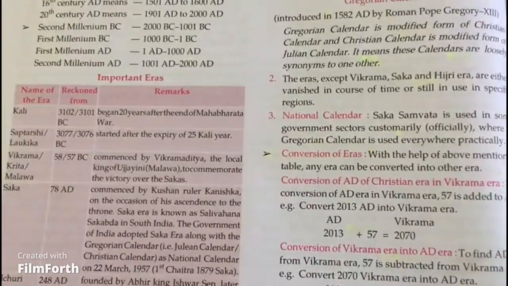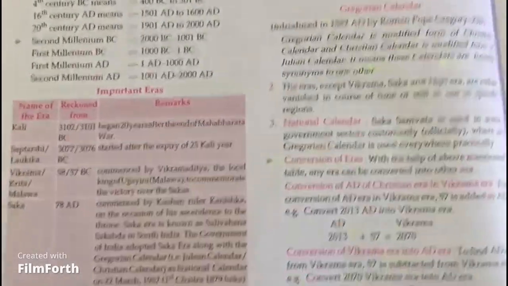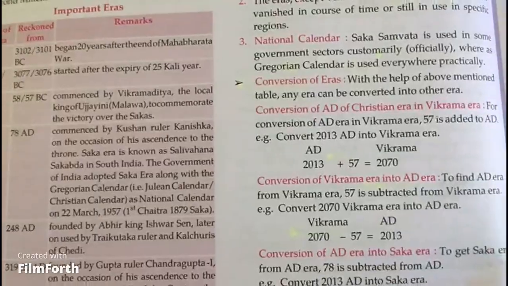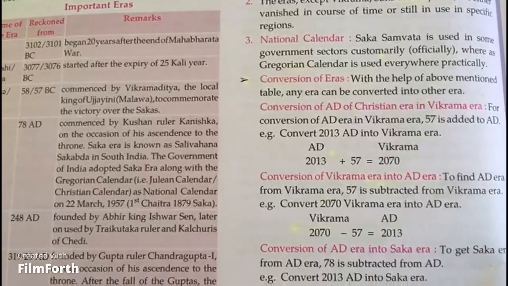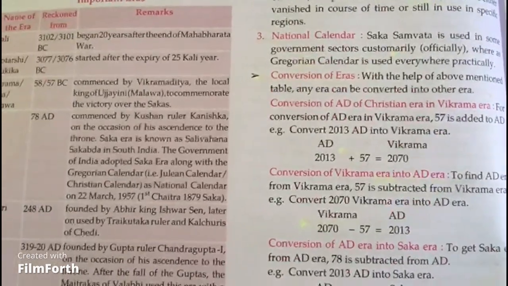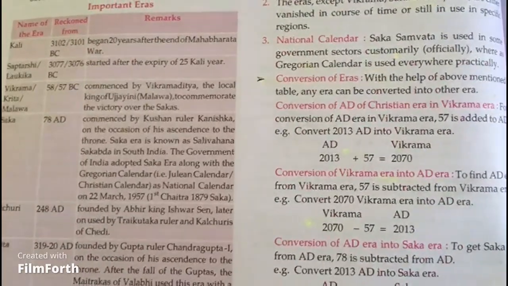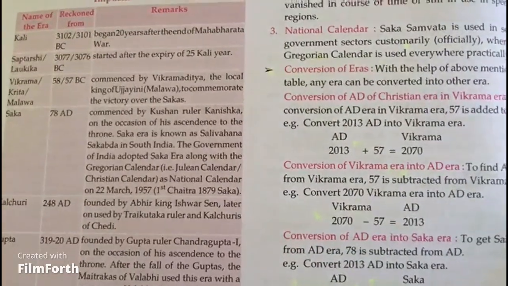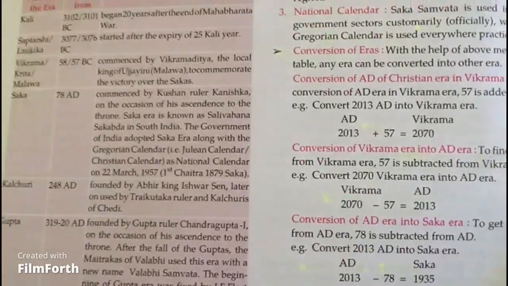2013 plus 57 equal to 2070. Now we are going to discuss conversion of Vikrama era into AD era. To find AD era from Vikrama era, 57 is subtracted from Vikrama era. Convert 2070 Vikrama era into AD era. So 2070 minus 57 is 2013.